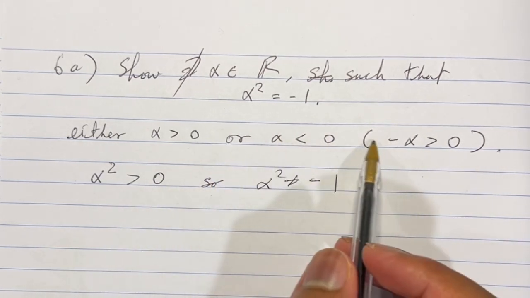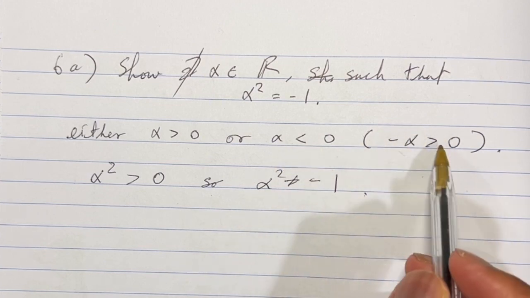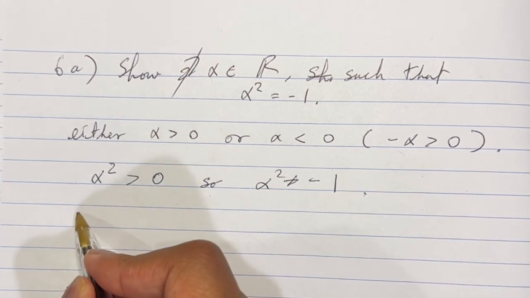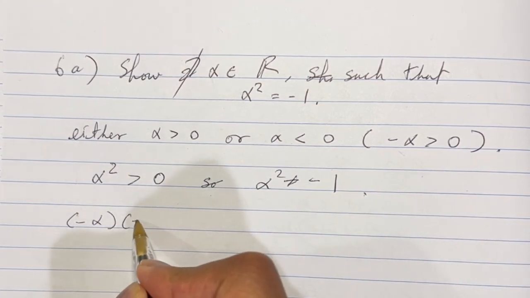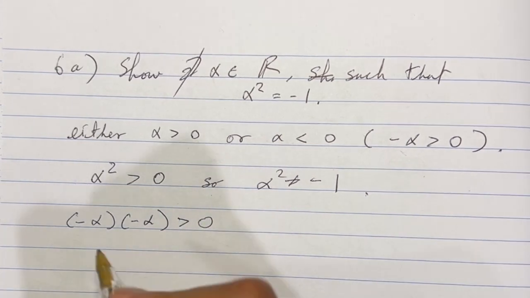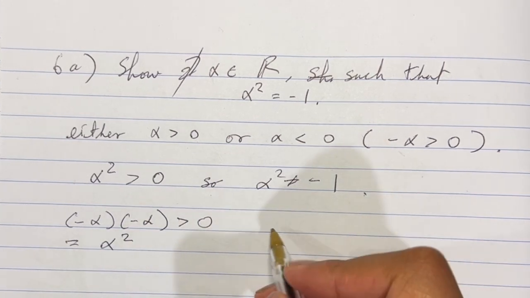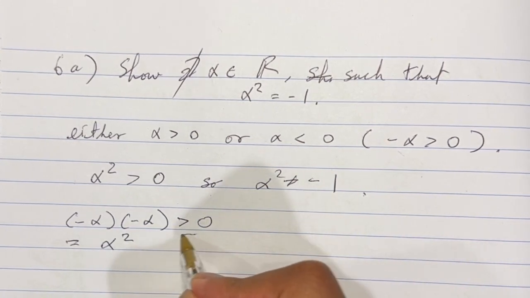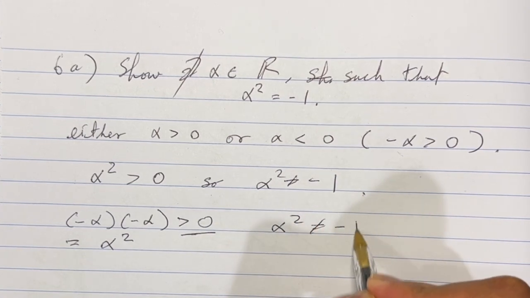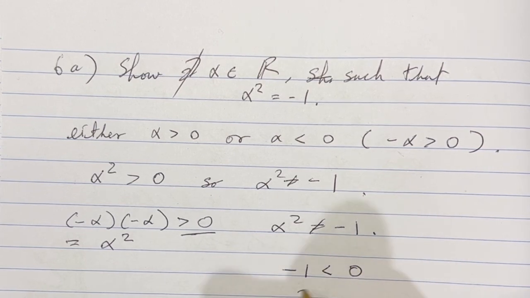In this case, where alpha's less than 0, we can do the same thing. We can multiply both sides by minus alpha because it's positive. So we get minus alpha times minus alpha is bigger than 0. And minus alpha times minus alpha is alpha squared. And so again we have alpha squared is bigger than 0, right? And this means alpha squared cannot be -1. And the key fact we're using is -1 is less than 0, right? This is the key fact.